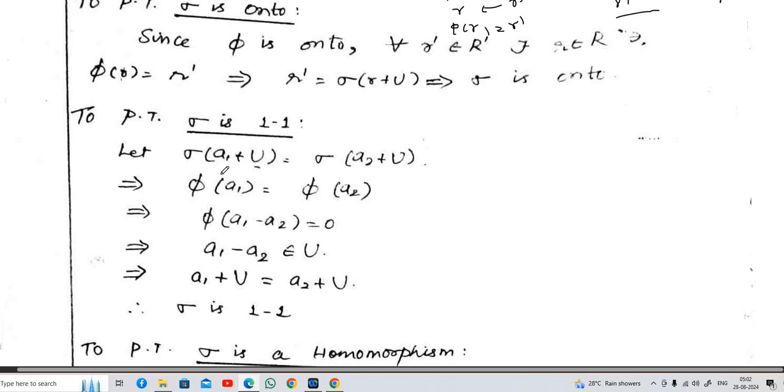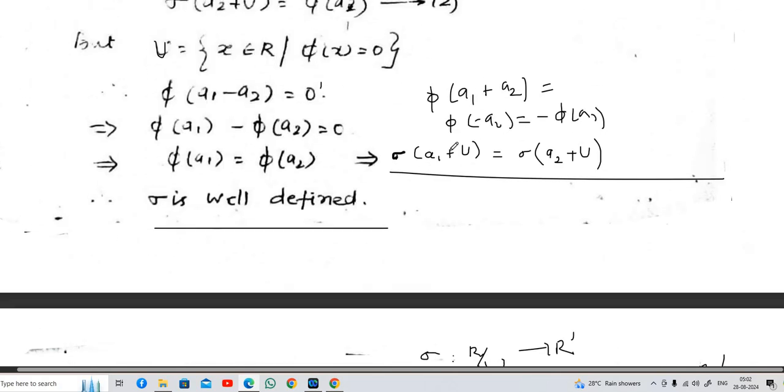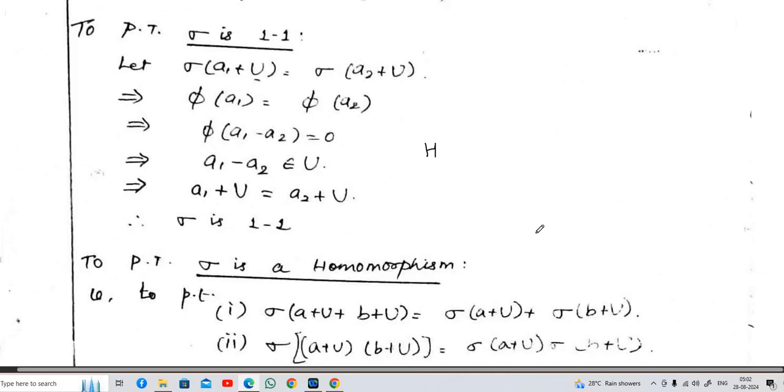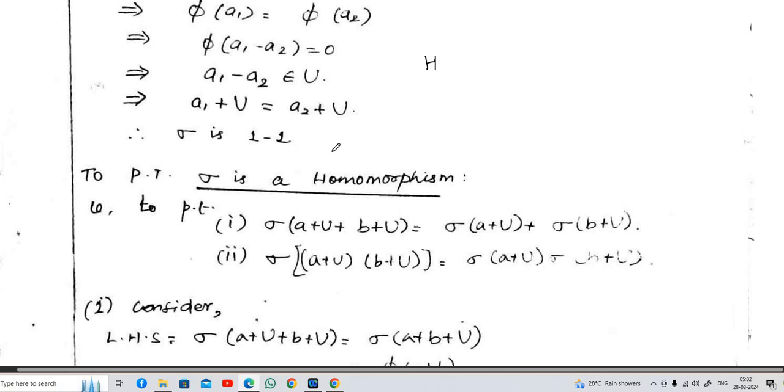Now to prove that sigma is one to one, we consider the images to be equal and show the pre-images are equal. This is nothing but phi of A1, and this is nothing but phi of A2. Taking this to the other side and using the definition of homomorphism, we have this. And by the definition of kernel, this element should be present in the kernel, which is taken as U. And again, Ha equals Hb if and only if ab inverse belongs to H. So here A1 minus A2 belongs to U, which means A1 plus U should be equal to A2 plus U. So that shows that sigma is one to one.